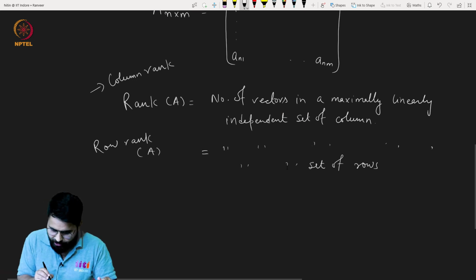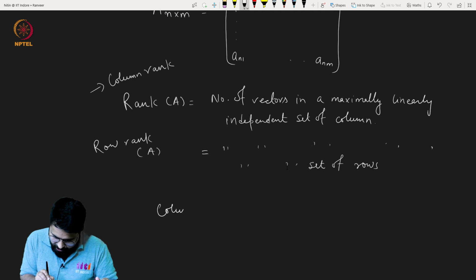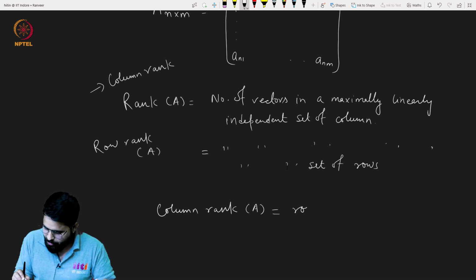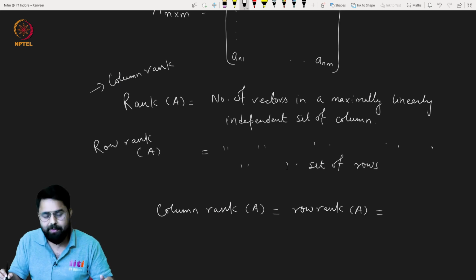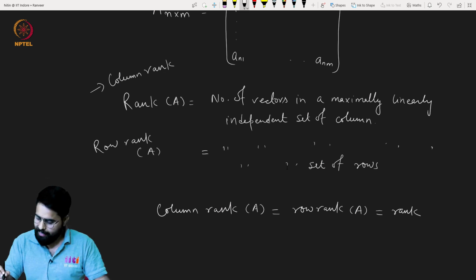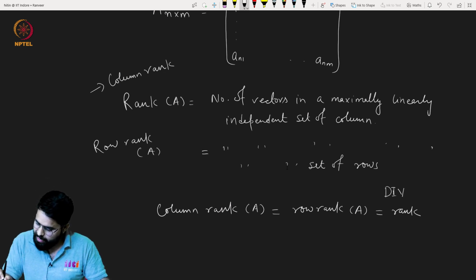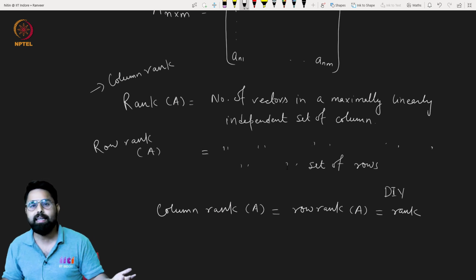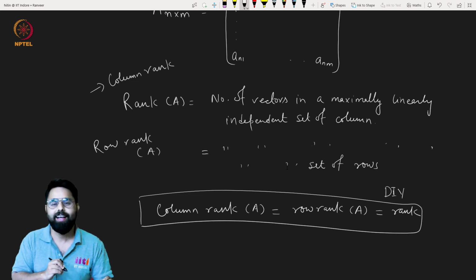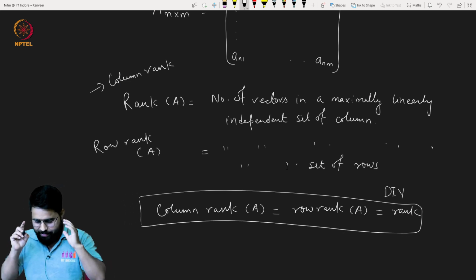So this is your first, in fact now second, DIY for this lecture. Column rank of A equals row rank of A, and that's why we simply call it rank. DIY. This will help you revise your basic linear algebra when you try to solve this. Very good. Okay, very interesting fact, very neat fact.